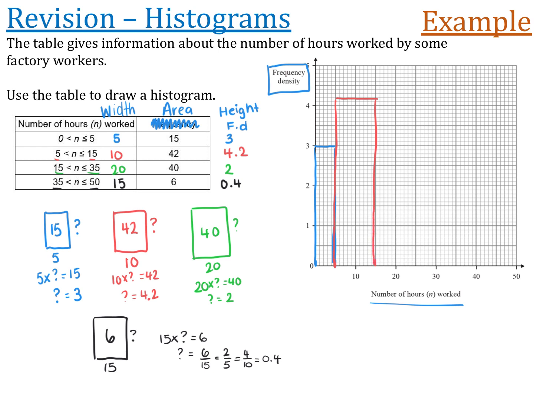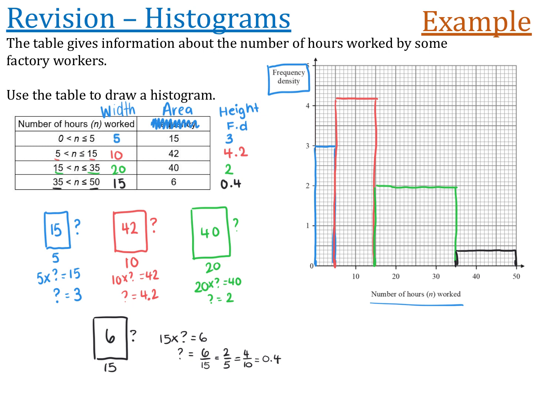The next one I'm moving on to is the green one. So it starts at 15 and goes all the way up to 35. And it has a height of 2. And then lastly, we go from 35 all the way up to 50. And this one has a height of 0.4. So that is just these tiny little squares here. And there we go. So even though it looks a little bit dodgy because all of them are not quite straight lines, we need to use our imagination in these.